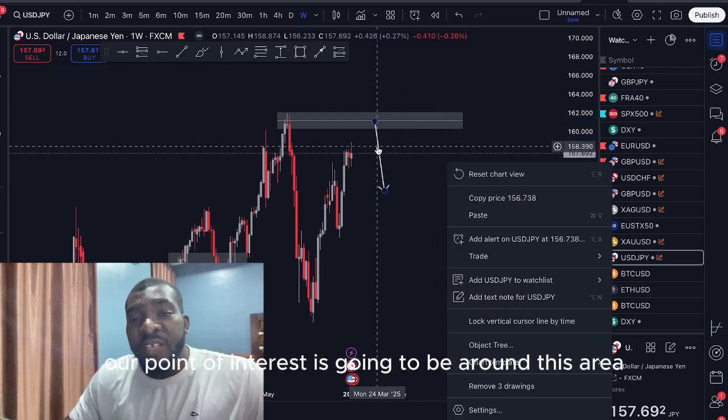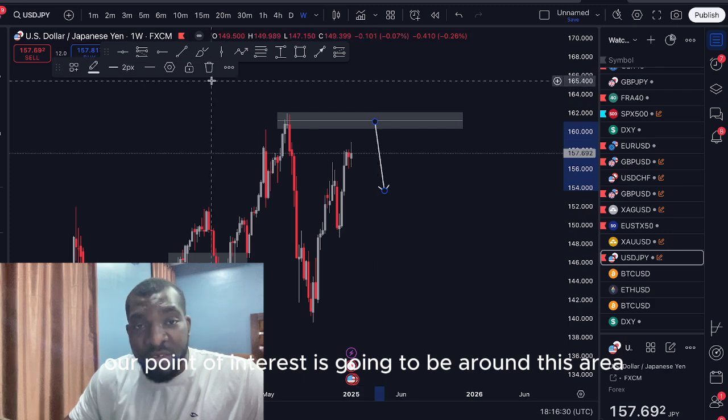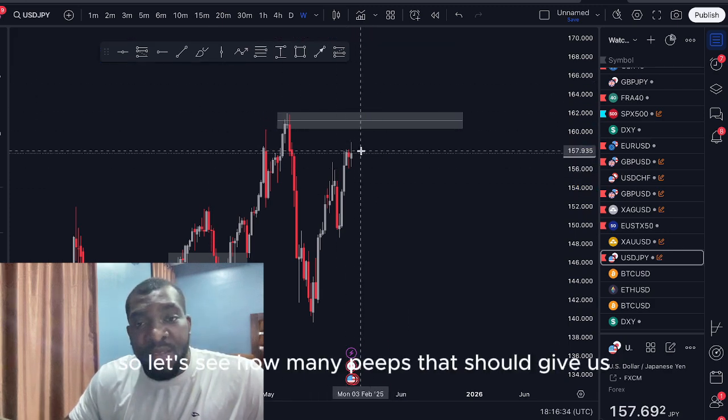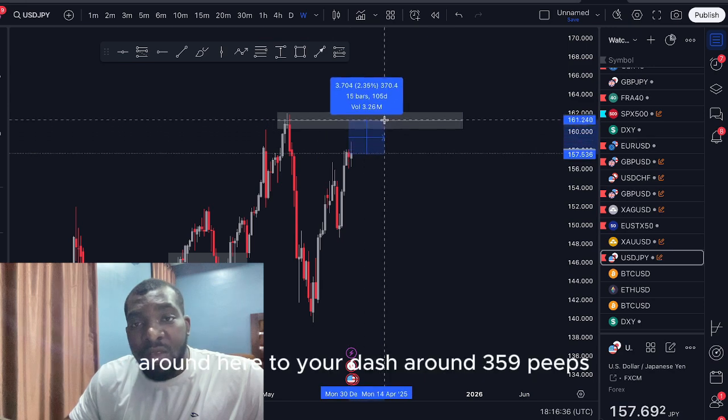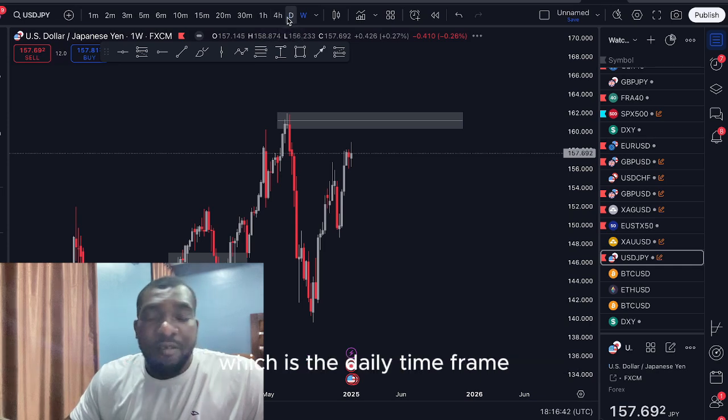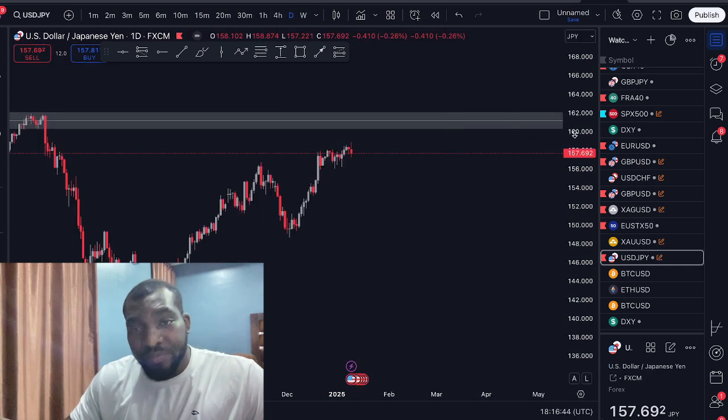So our point of interest is going to be around this area, whereby we are looking out for price to come into. Let's see how many pips that should give us. Around here to here, that's around 359 pips. So now let's go down to more of our lower time frame, which is the daily time frame.